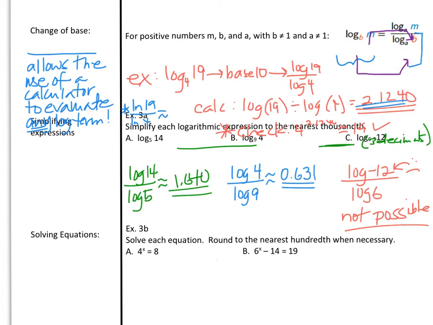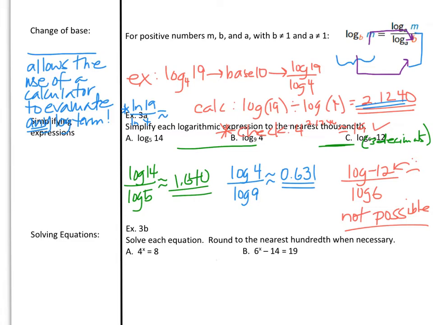All right, let's see how you did. In example B, log base 9 of 4 means 9 to what power equals 4? You should have gotten an answer that's less than 1 because 4 is smaller than 9. That means when you raise it to a power, it has to be a decimal that's between 0 and 1. I got approximately 0.631.